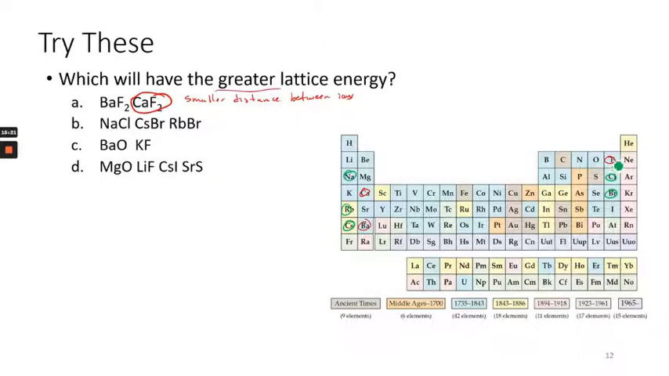But let's look at sodium chloride. If you look at sodium chloride, this is Na+, Cl-. Your Na+ will end in a 2p6, and your Cl- will end in a 3p6. And if we look at rubidium+, Br-, rubidium+ will end in a 4p6, and bromine will end in a 4p6. So sodium chloride will have the highest because it has a smaller distance between the ions.